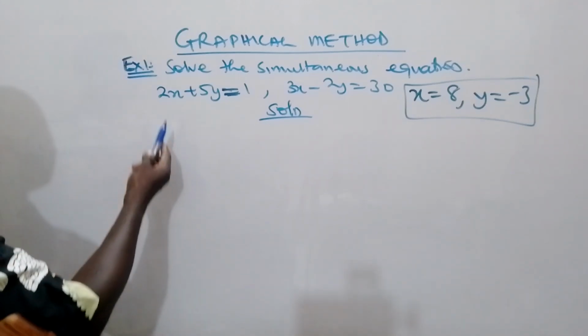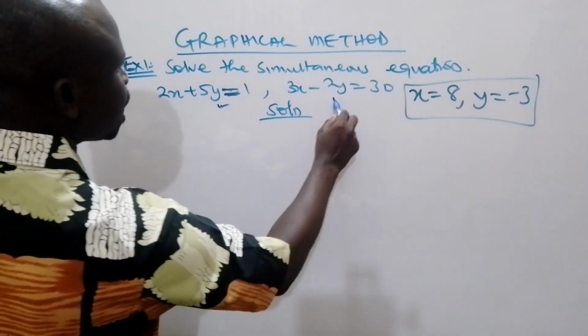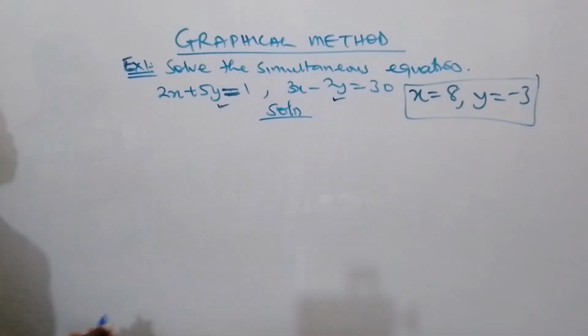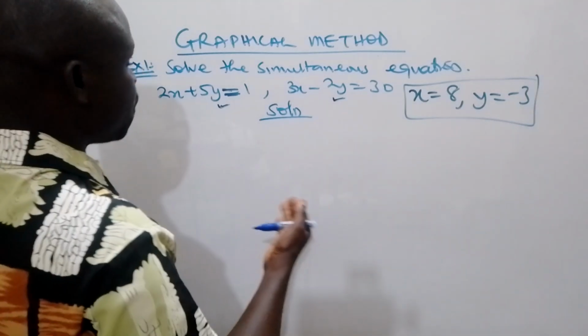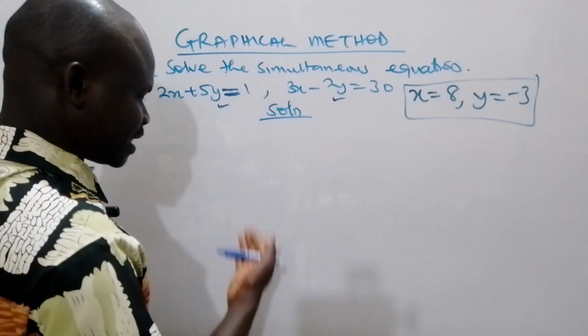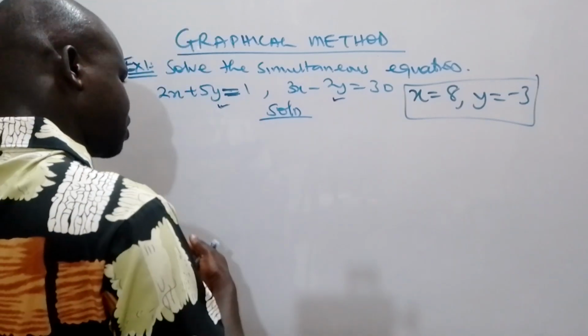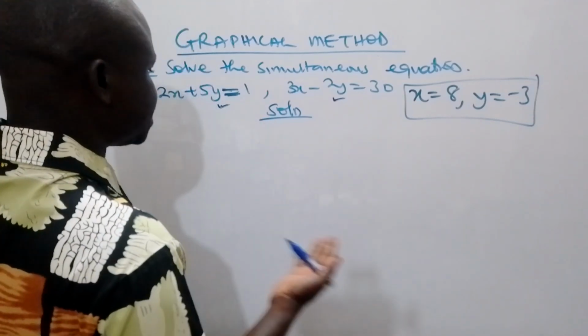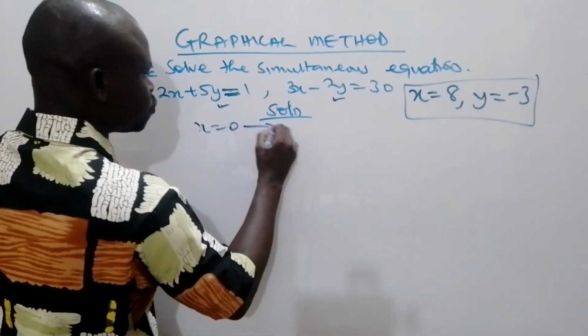Now look, we have to solve this simultaneous equation. This is the first simultaneous linear equation, and this is the second one. What you are going to do is generate values for a range of x. You can decide to predict the range of values for x. You can say x ranges from 0 to 2.